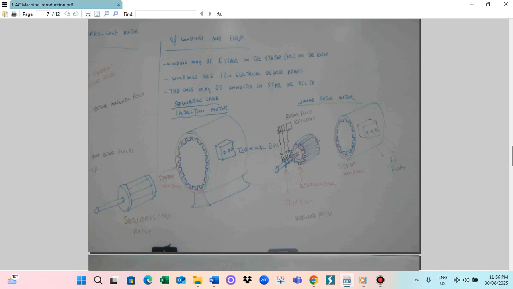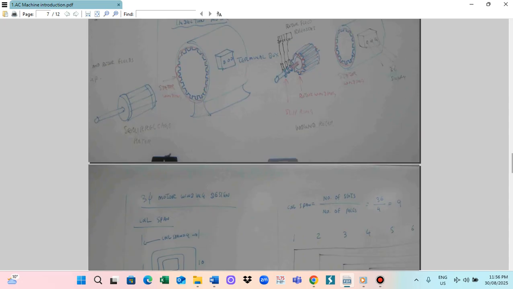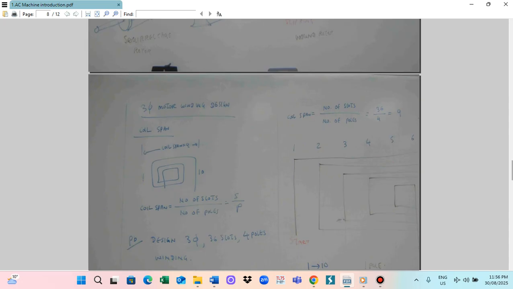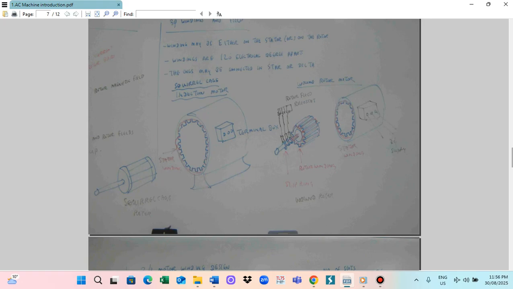So there will be two windings. This one is connected, and this one we have to do the rheostat. By adjusting the rheostat system, you can change the speed. So this is for the rotor feeder system. This one is the stator winding connected to the terminal block, and connected to the three-phase supply.